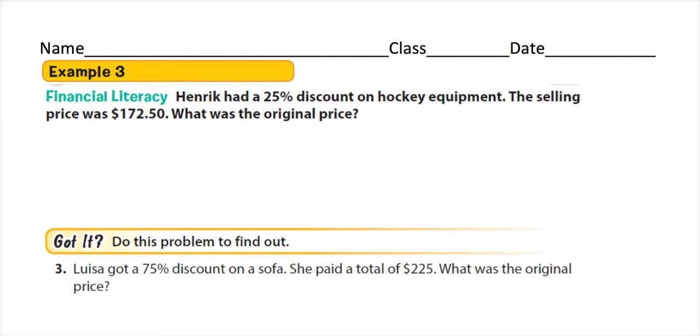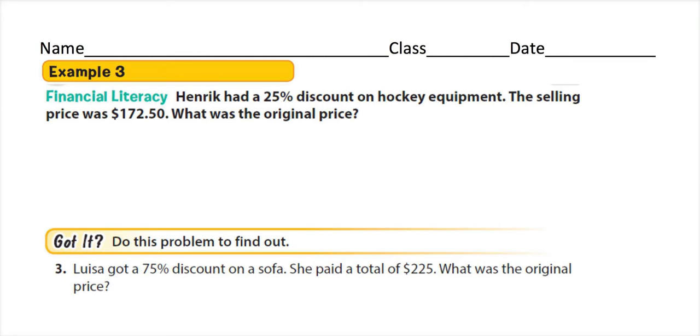So first we practiced finding what the selling price was. Then we found the sale price. So the selling price was what the store is actually putting on the tag itself. Then the sale price is what was on the tag, and now we're going to actually buy it for. And this time we're going to look at what the original price was, so before anything else actually happens at all. Okay? And it says, Enric had a 25% discount on hockey equipment. The selling price was $172.50. What was the original price?